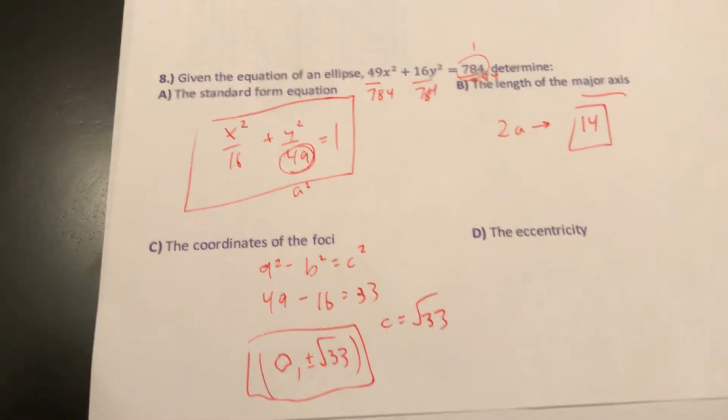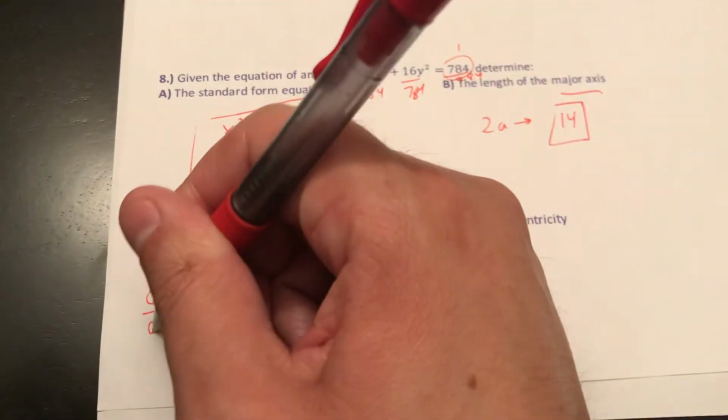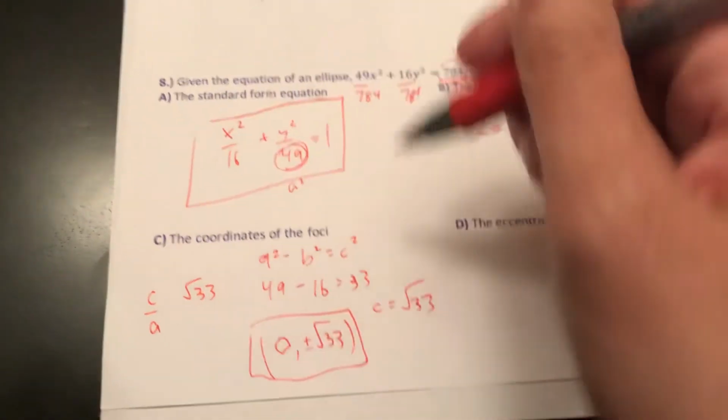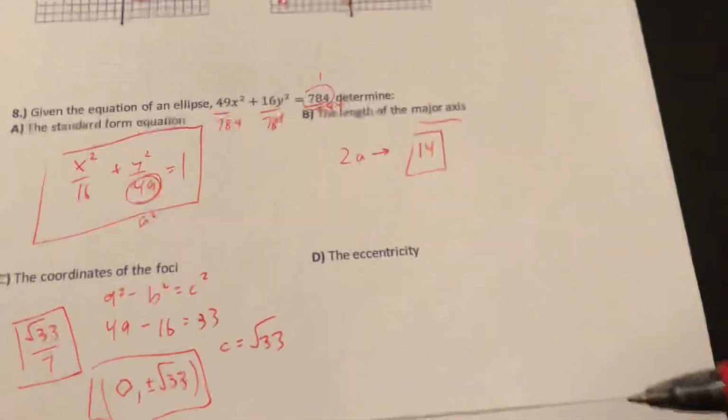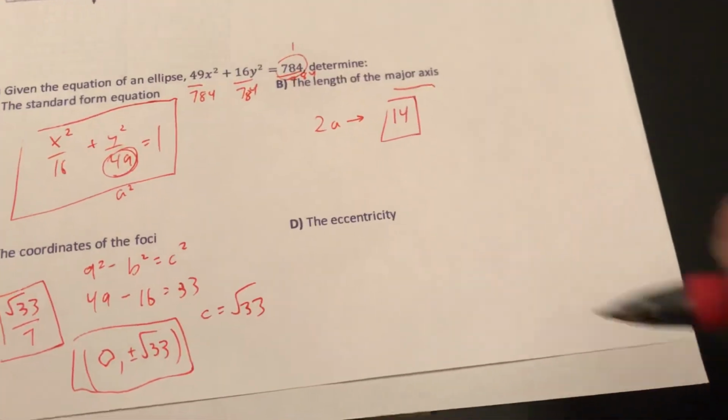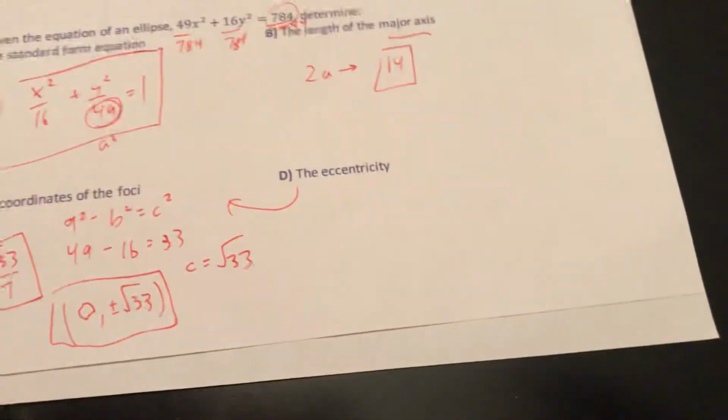Yes. And then I need the eccentricity. Eccentricity is c over a. So my c value is radical 33, and again my a value here is going to be 7, so radical 33 over 7, all right? And anyway, it's part D, I didn't put it with part D, but anyway, you get the idea.